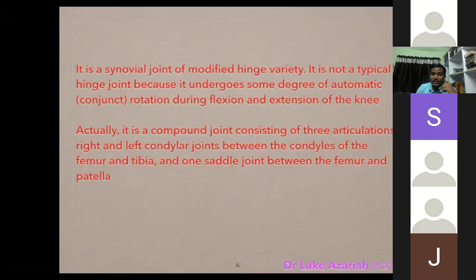And patella is which sort of bone? Sesamoid bone. Sesamoid bone formed in the tendon of gracilis or gastrocnemius? Quadriceps femoris. Very good, very good. Okay, quadriceps. My students are following.